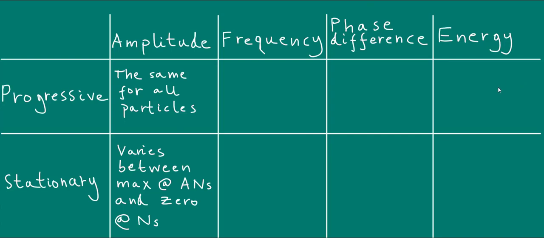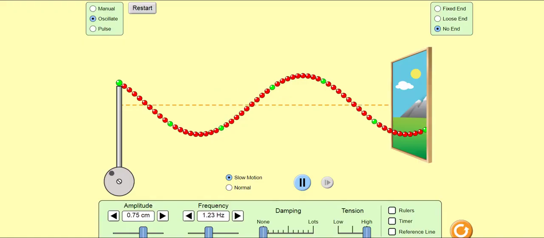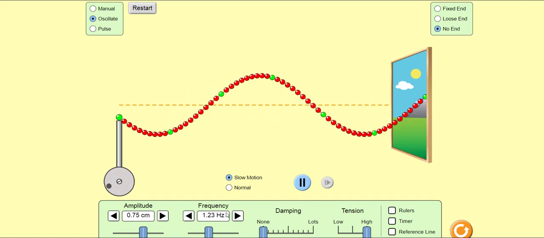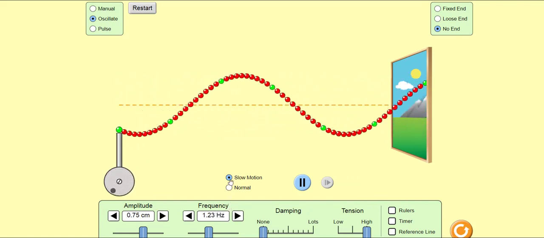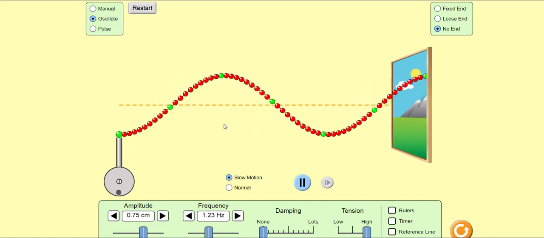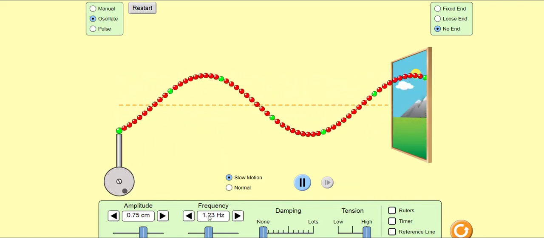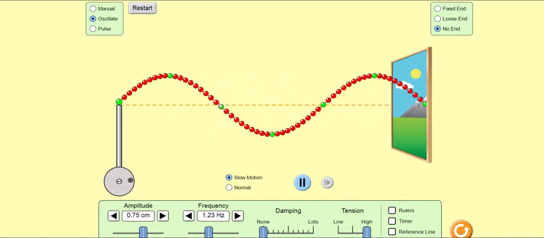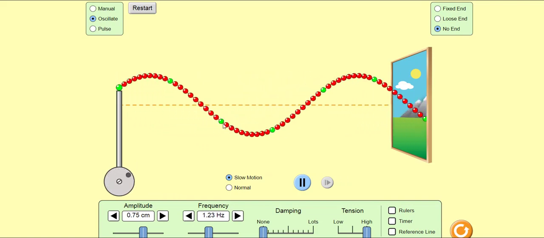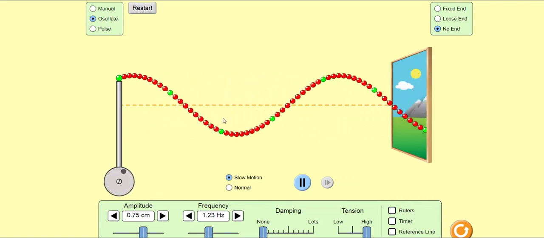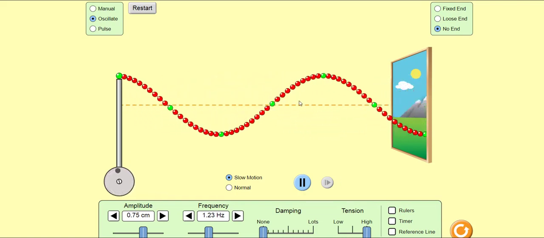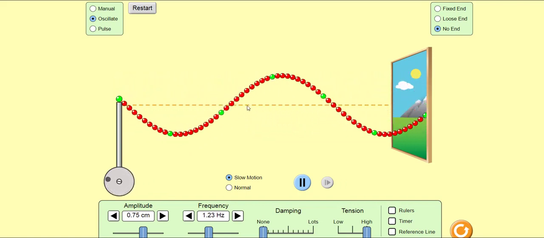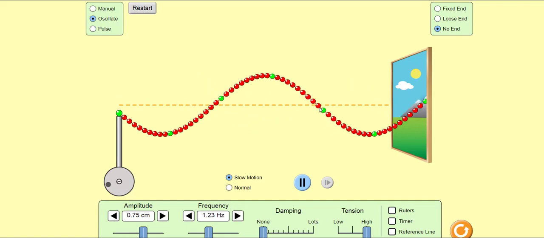Okay, so let's now talk about frequency. Let's go back to the progressive wave. Recall that frequency means the number of complete cycles or oscillations a particle or a point on the wave performs in 1 second. So we're looking at a progressive wave of 1.23 Hertz, meaning that this green particle here, for example, goes through 1.23 cycles every second. And in fact, that's true for any particle you care to look at on this wave. So the frequency is the same for all particles in a progressive wave.